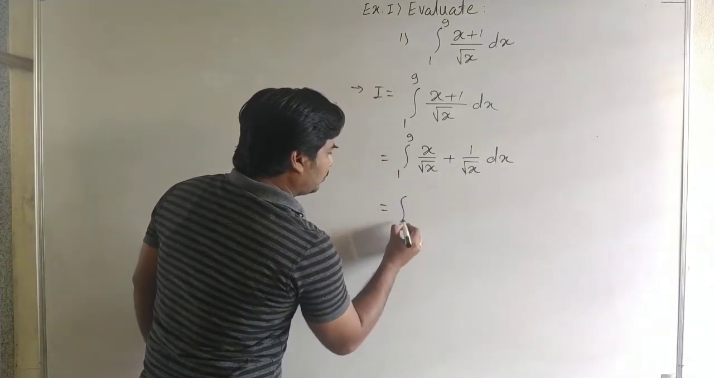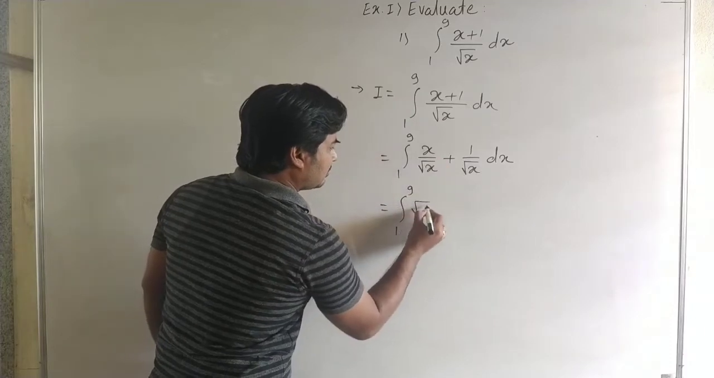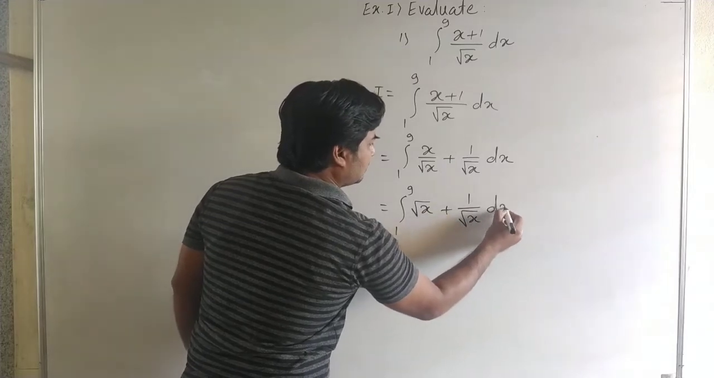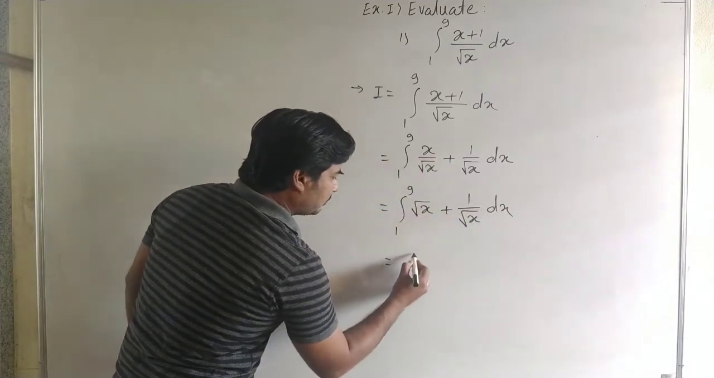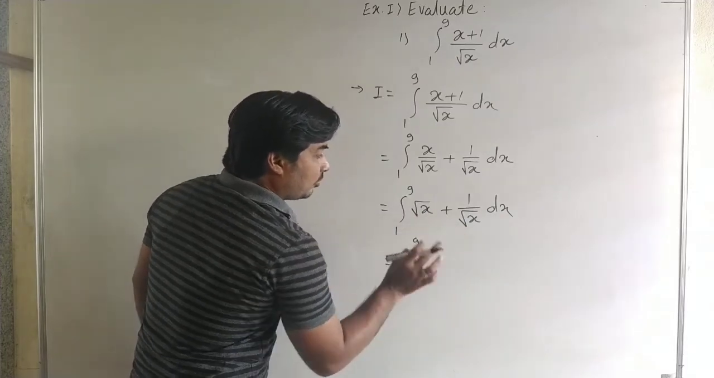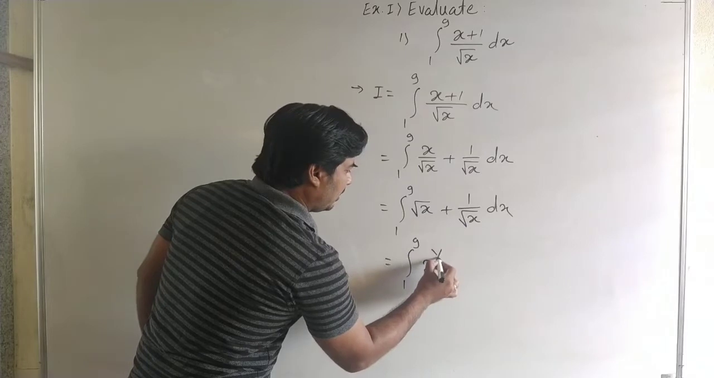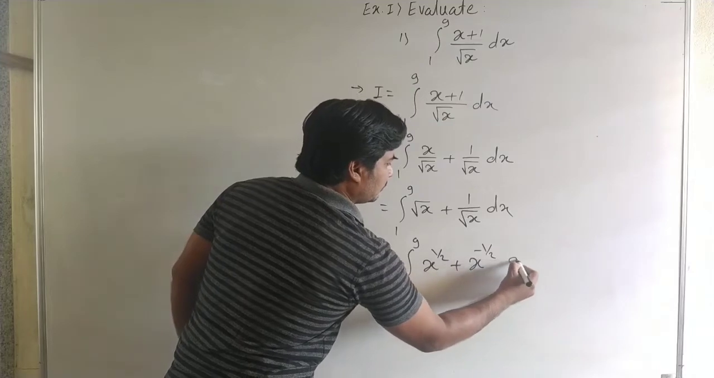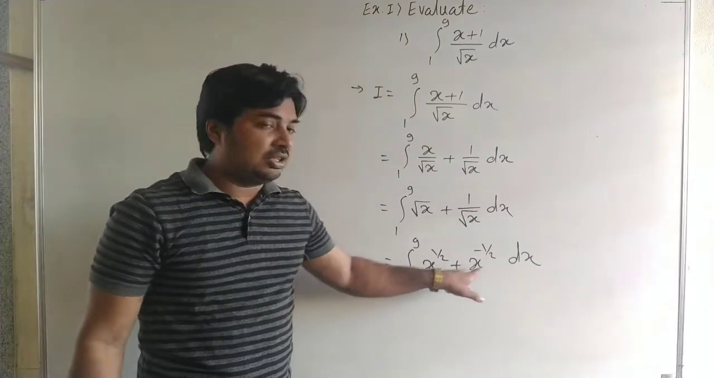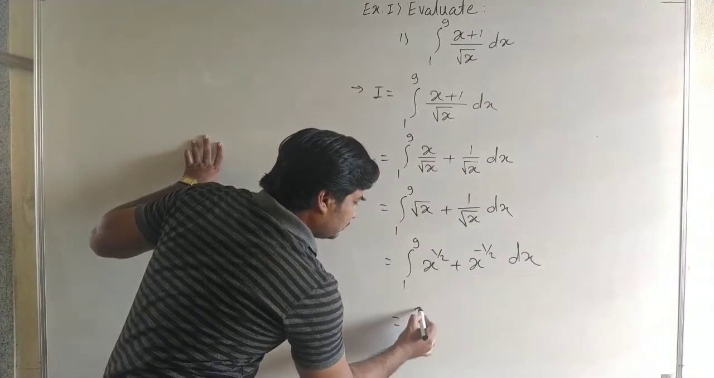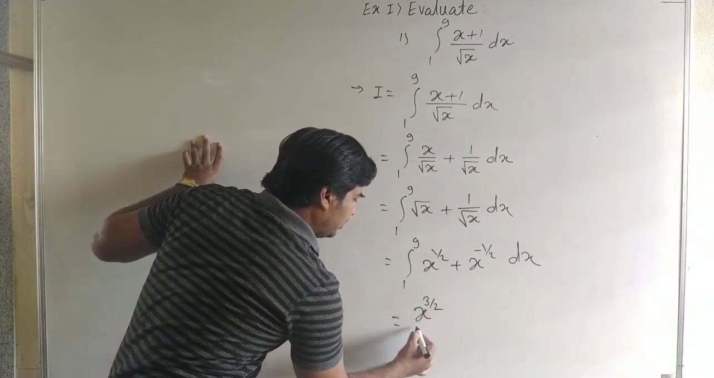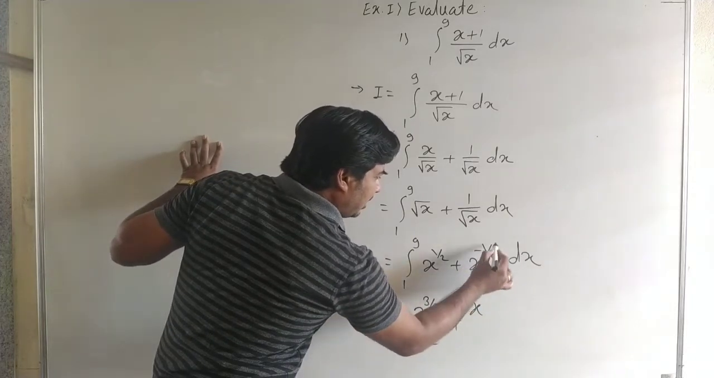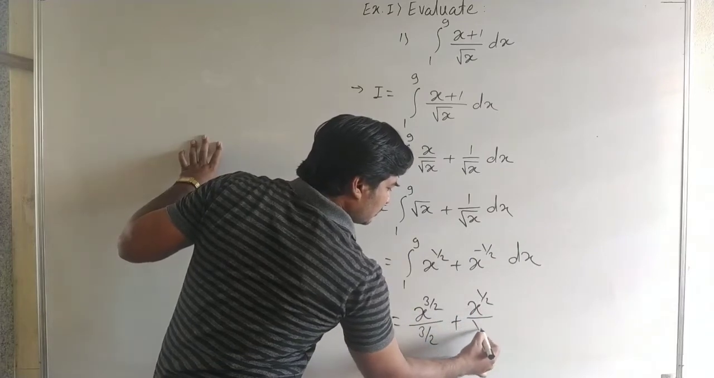Now the integral from 1 to 9 of (x plus 1) upon under root x. We can write this as x upon under root x, which is under root x, plus 1 by under root x, dx. Both are now in the form of x to the power n, therefore it is x to the power 1 by 2 plus x to the power minus 1 by 2 with respect to x. Now we integrate: x to the power n plus 1, that is x to the power 3 by 2 upon 3 by 2, plus x to the power 1 by 2 upon 1 by 2.